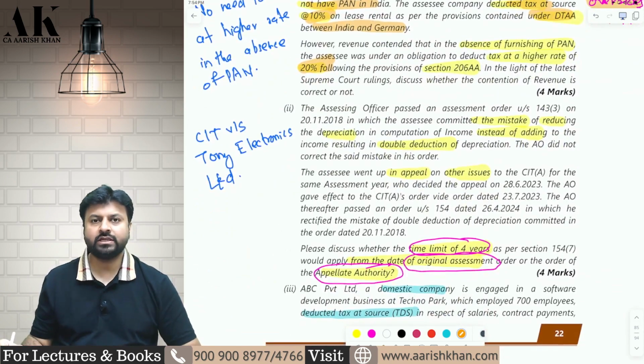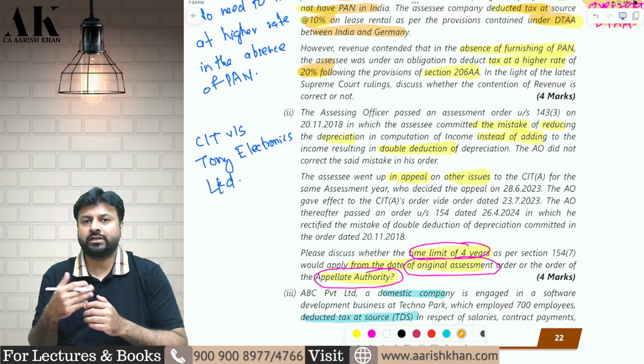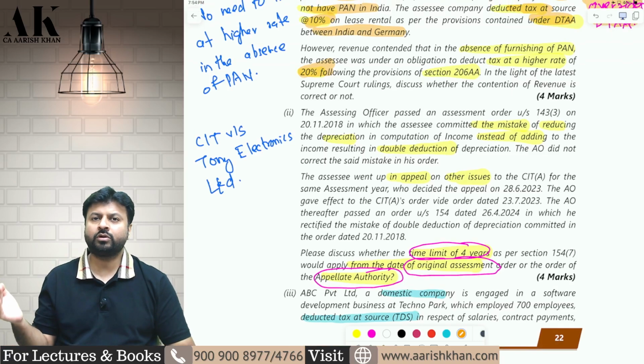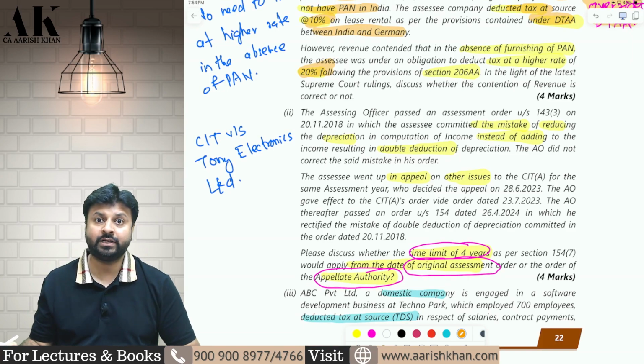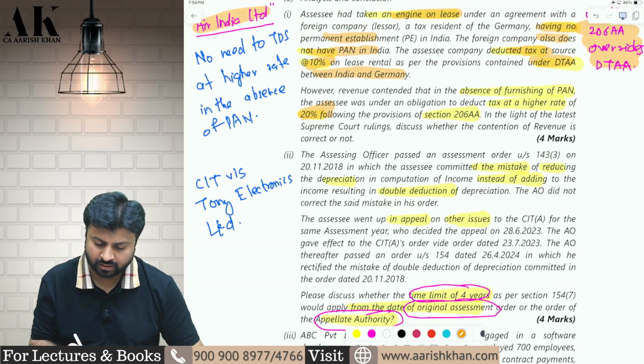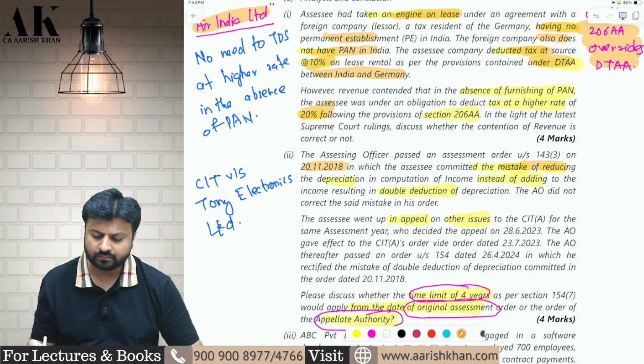Now the next question is on the doctrine of partial merger, etc. It is a question on CIT versus Tony Electronics Limited, or we have also done one more case law, the Supreme Court in the case of Hind Wires Limited. So this question is on that. Let me read the question. The AO has passed an order on 20th of November 2018 and the assessee has made a mistake. What mistake?